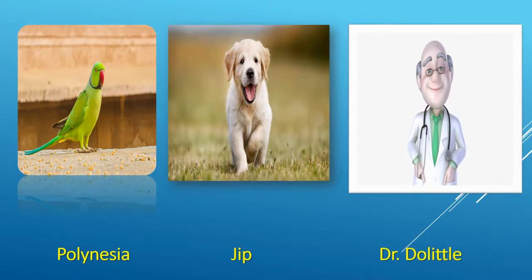So students, in this lesson there are three main characters. A parrot named Polynesia, a dog named Zip, and a doctor whose name is Dr. Dolittle.